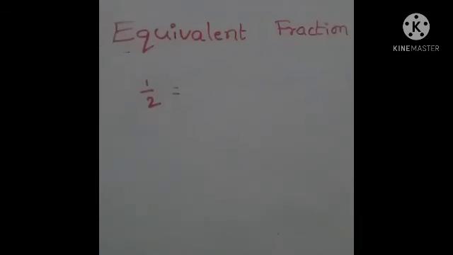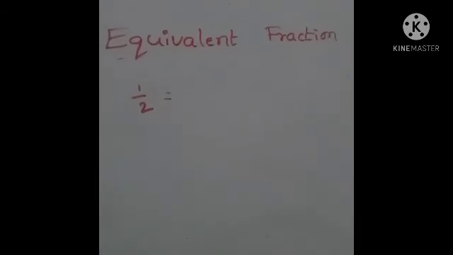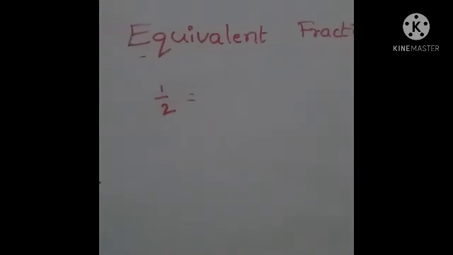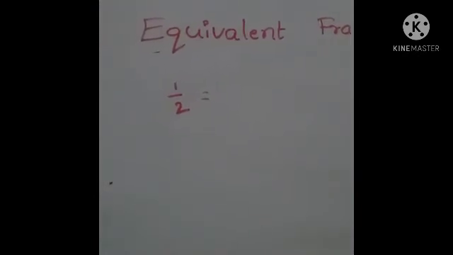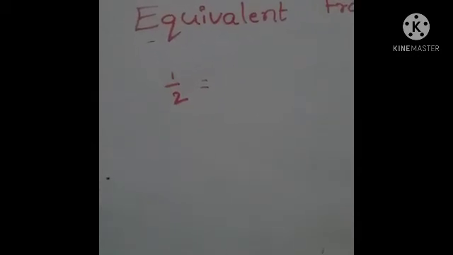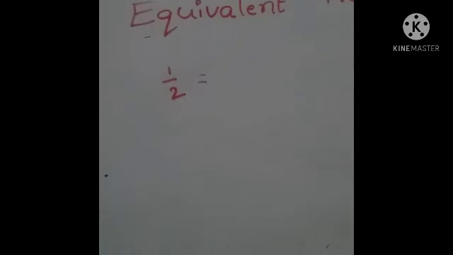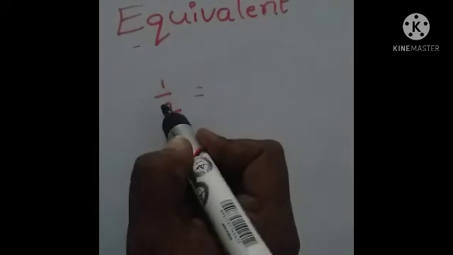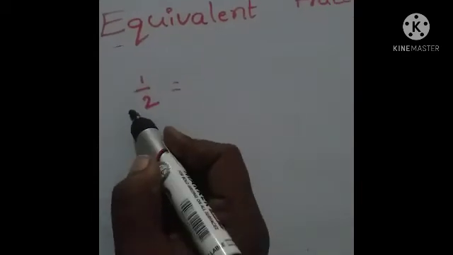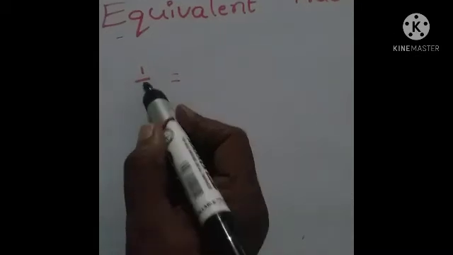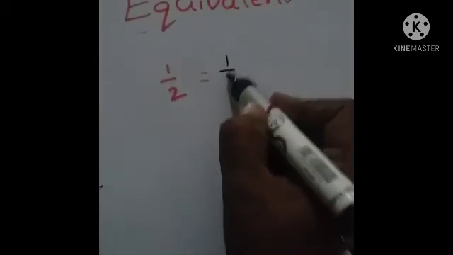Dear children, now let us discuss one more new topic, equivalent fractions. What is an equivalent fraction? When we multiply both numerator and denominator by the same number, we get an equivalent fraction. Look here, 1/2. Two models are there. First model I will explain first, then the second model next.